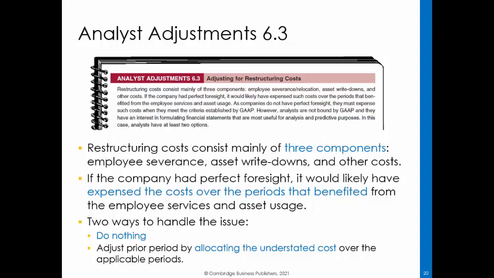First, they can do nothing, just accept that prior periods' income statements likely understate employee and asset usage costs, meaning income is overstated, and that prior period balance sheets likely overstate asset book values because of the understated asset usage cost. Second, they can adjust prior periods' financial statements by allocating the understated employee and asset usage costs to the periods applicable to the relevant employee groups and asset classes.